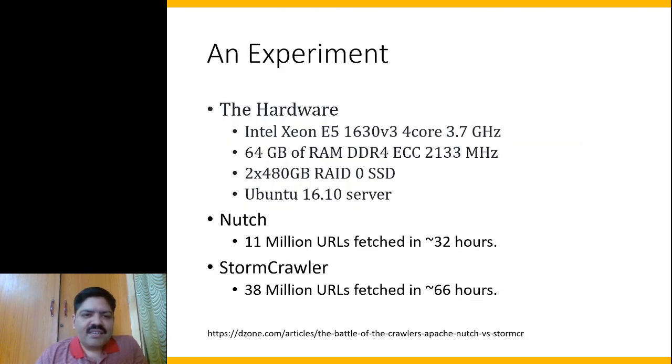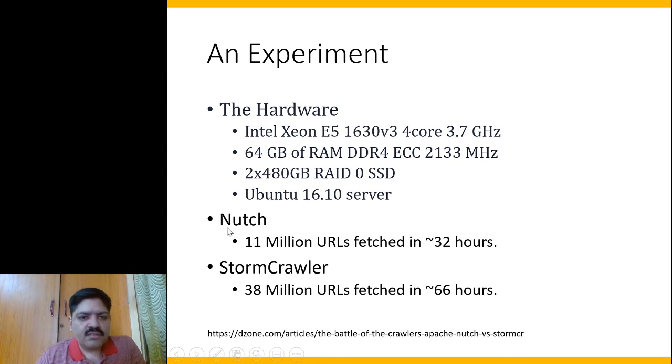Here is an example of what a single machine can do. I pulled it up from a blog on dzone.com. With hardware such as a Xeon E5, which is a 4-core 3.7 gigahertz machine with 64 GB RAM, and an Ubuntu server, Nutch is a crawler which we will see shortly. And there's another called Storm Crawler.